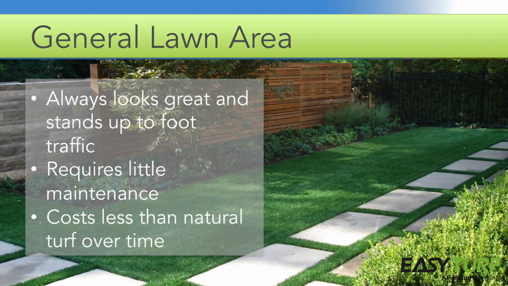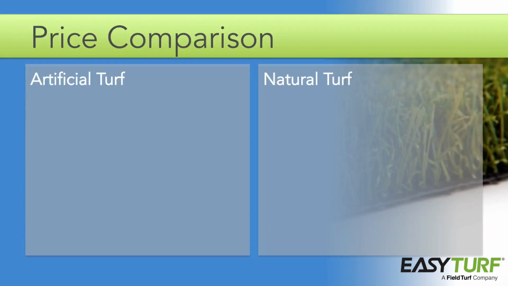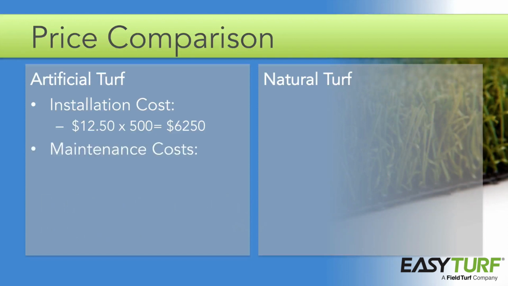You'll need to calculate installation costs and annual maintenance costs for both natural and artificial turf. Here's how artificial turf stacks up against natural turf. You should quote your company's installation cost. On average, it's around $1,250 per square foot. For a 500 square foot area, that would be $6,250. You can break down yearly maintenance into 3 categories: watering, fertilizing, and mowing. For artificial turf, the cost of all of these is $0.